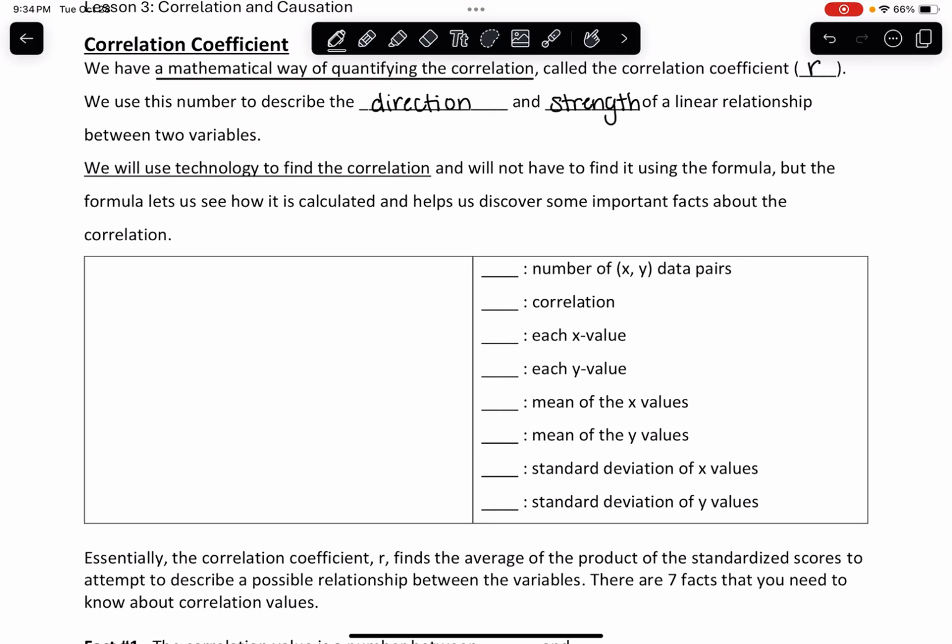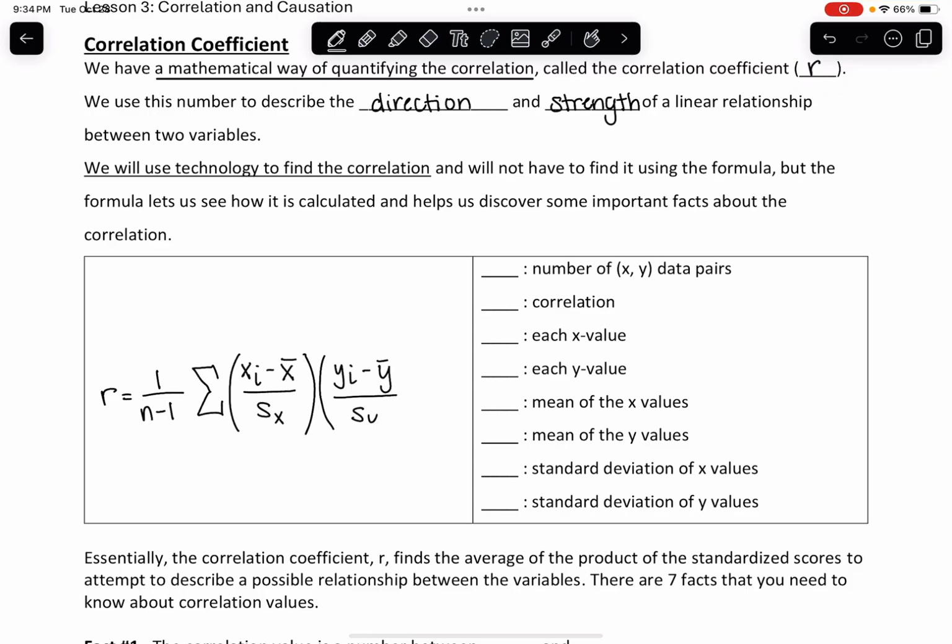So, deep breath. This is a big one. Our correlation coefficient is equal to 1 over n minus 1 times the summation of every individual x value subtracting the mean divided by the standard deviation of x times every individual y value subtracting the mean for y divided by the standard deviation of y. Horrible. Disgusting. Can't even believe we're looking at such a long equation. When we break this down, n is the number of xy data pairs. r is our correlation coefficient.